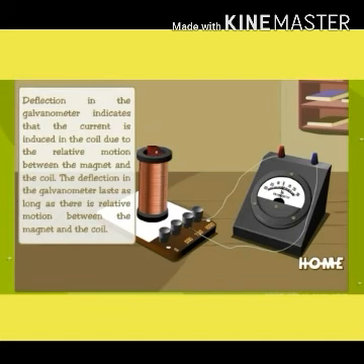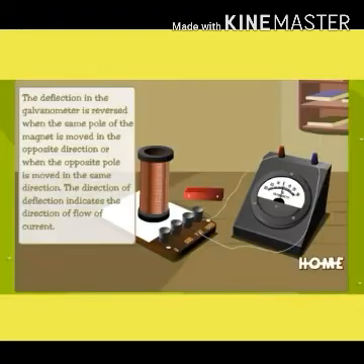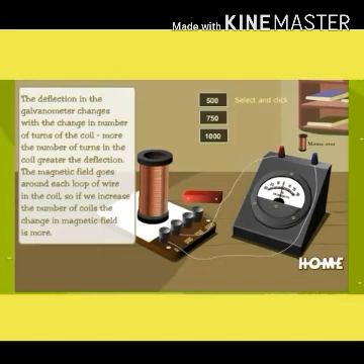The deflection in the galvanometer lasts as long as there is relative motion between the magnet and the coil. The deflection is more if the magnet is moved faster and less when the magnet is moved slowly. That is, the rate at which the current is induced is more when the magnet is moved faster. The deflection in the galvanometer is reversed when the same pole of the magnet is moved in the opposite direction or when the opposite pole is moved in the same direction. The direction of deflection indicates the direction of flow of current. That is, the direction of flow of current can be recognized by the different poles of the magnet.